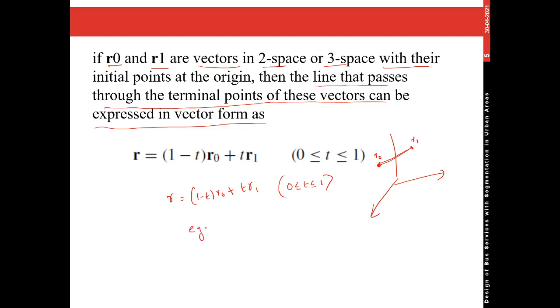For example, if you want to find the line segment joining 2 points, suppose 1, 2 and 3, 1.